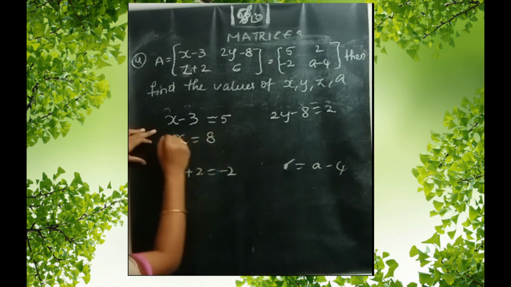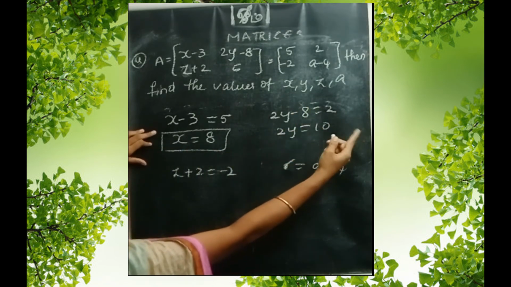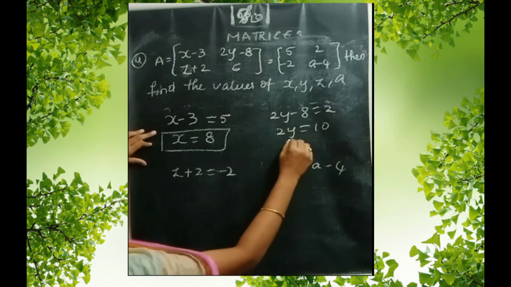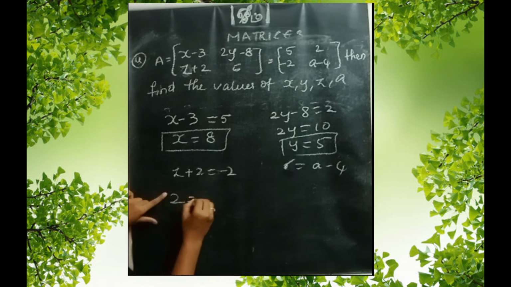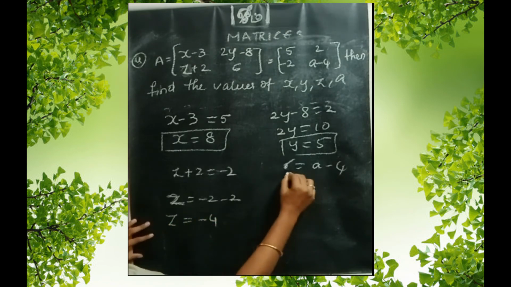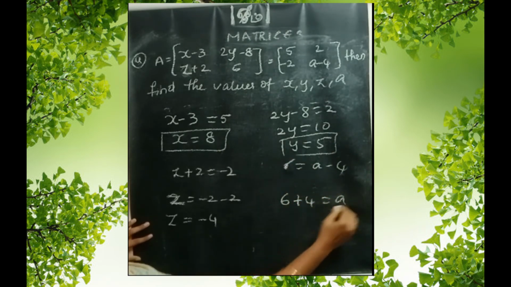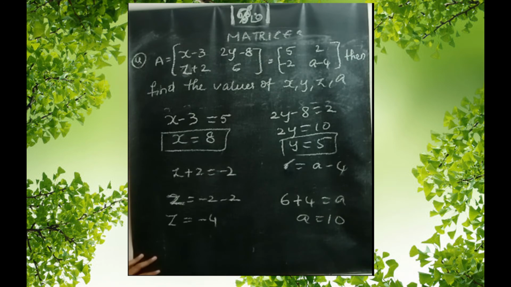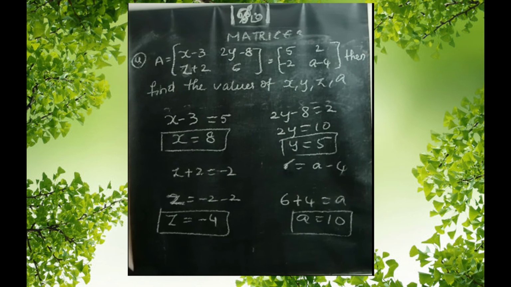What's the value of x? x equals 8. 2y equals 8 plus 2, that is 10, so y equals 5. And z equals, minus 2 goes to that side, means minus 4. And 6, if minus 4 goes that side, means plus 4. That means a equals 10. Very simple. They have asked x, y, z, a. Next we'll go for another problem.